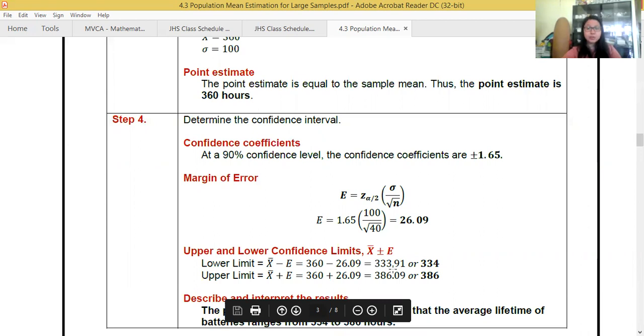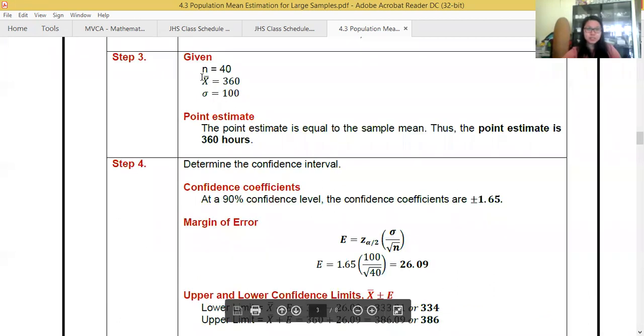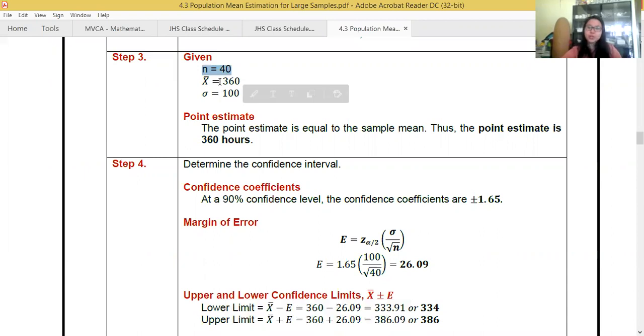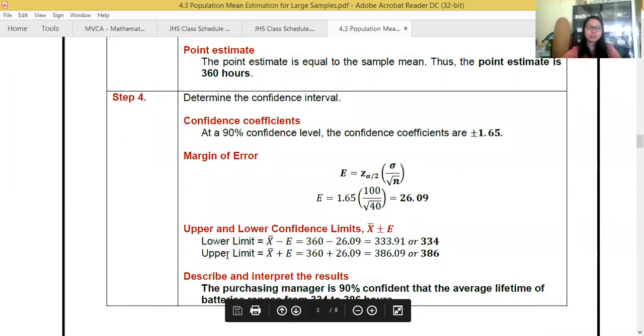Next, the lower limit. You subtract it from your sample mean. The answer is 333.91. Ma'am, how many decimal places? Last session, I told you that the number of decimal places depends upon the number of decimal places of the sample mean. So for example, if the sample mean is a whole number, your upper and lower confidence limits must be whole numbers also. So 334.